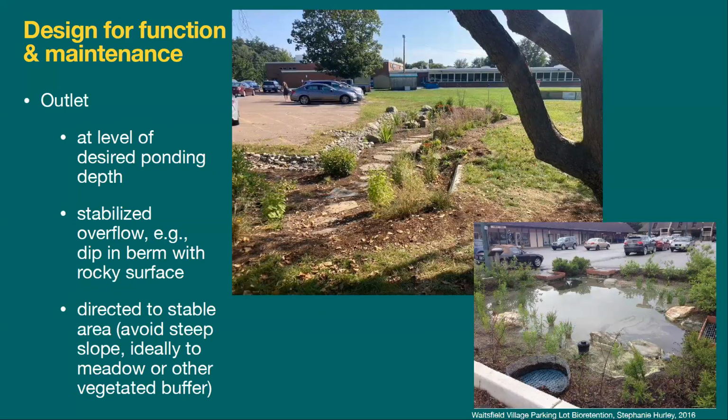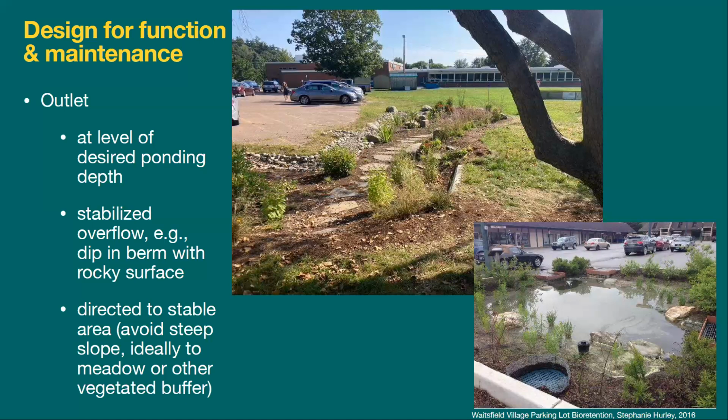So outlet, we kind of touched on that. It could be an internal outlet into a drain pipe, or it can just be, this is the one at the elementary school, a concrete curb. The engineers designed that just to make sure it was at the right elevation so that it wouldn't back flood up into the parking lot. It would flow back into the lawn.